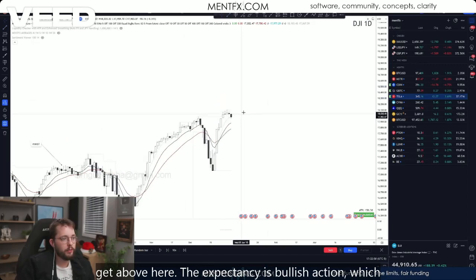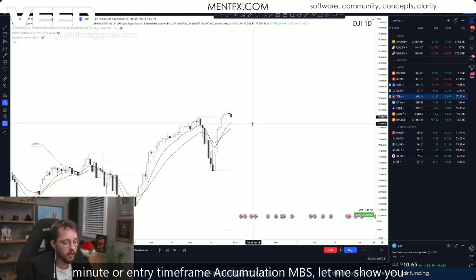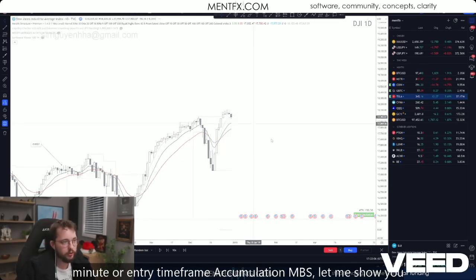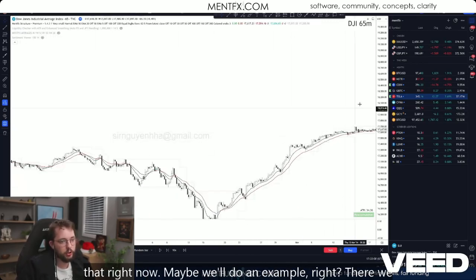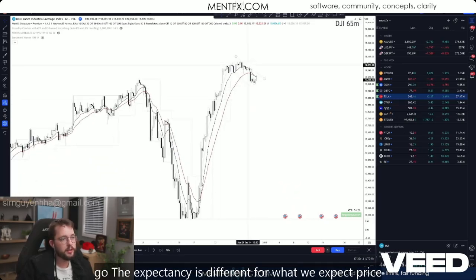If we get above here, the expectancy is bullish action, which means right now we could be forming the potential for 65-minute or entry time frame accumulation MBs. Let me show you that right now. Maybe we'll do an example. Right, there we go. The expectancy is different for what we expect.